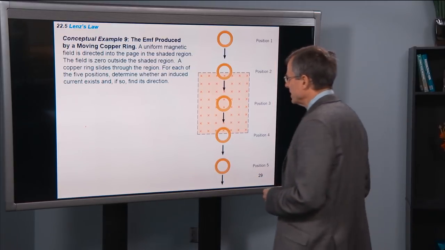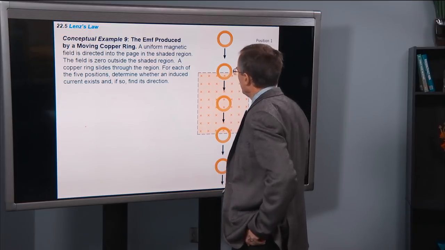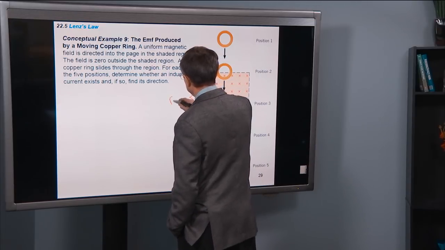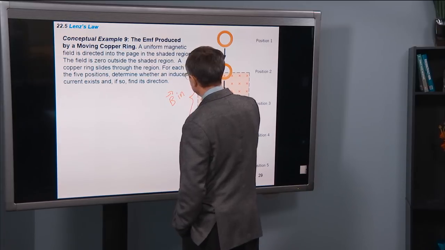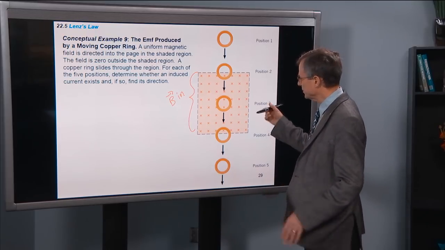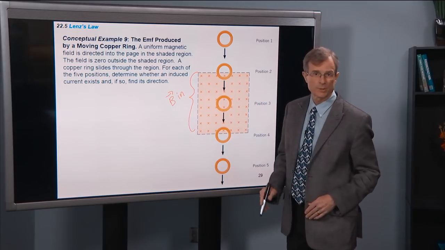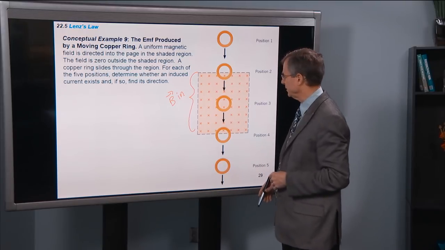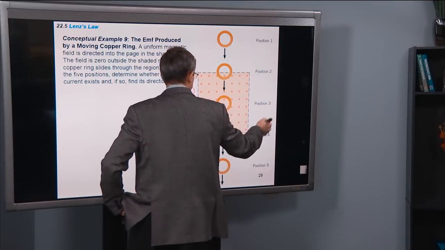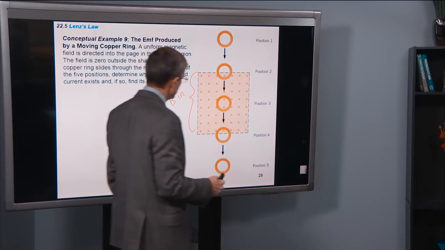All right, let's take a look at another example. The EMF produced by a moving copper ring. Uniform magnetic field is into the page in the shaded region. So here we have magnetic field that's into the page. Outside of that shaded region, there is no magnetic field. So you can imagine this ring falling through the region between two poles of a horseshoe magnet, for example, that would produce a region of magnetic fields. Well, for each of the five positions, 1, 2, 3, 4, and 5, we're supposed to determine whether an induced current exists, and if so, to find its direction.